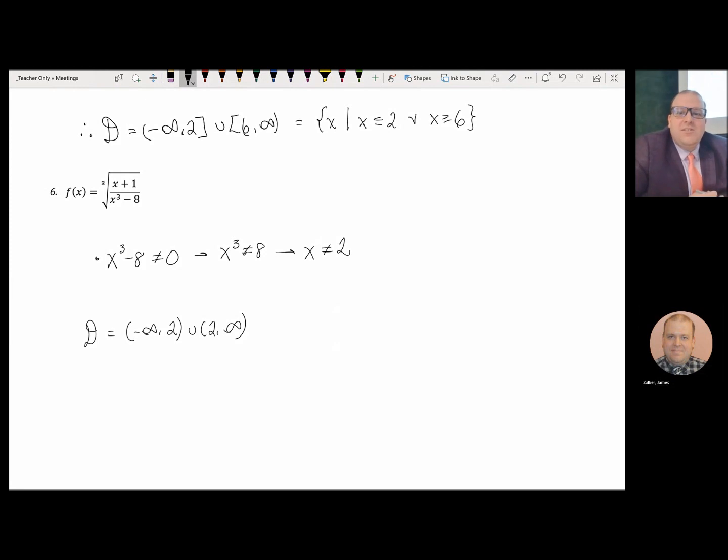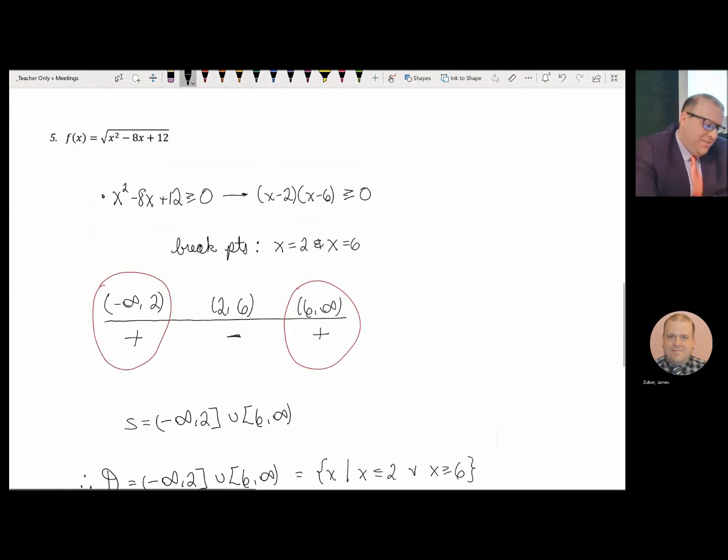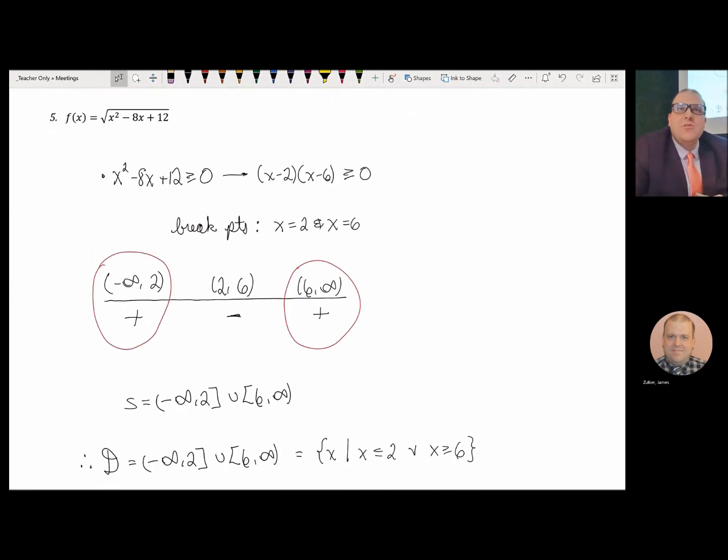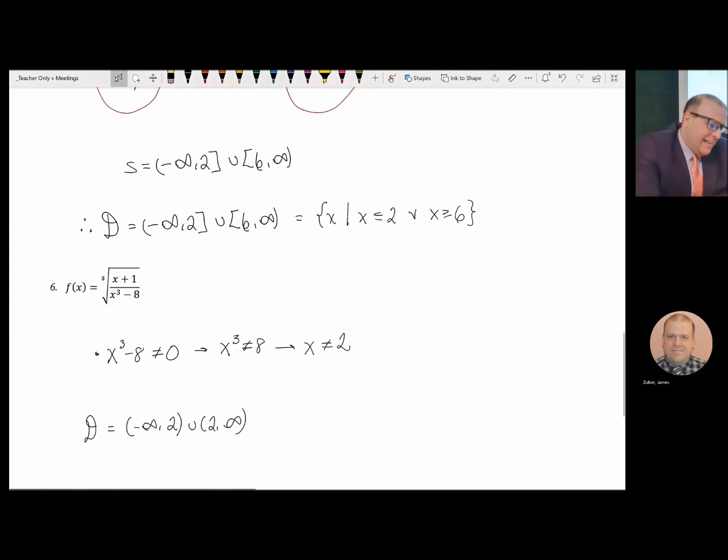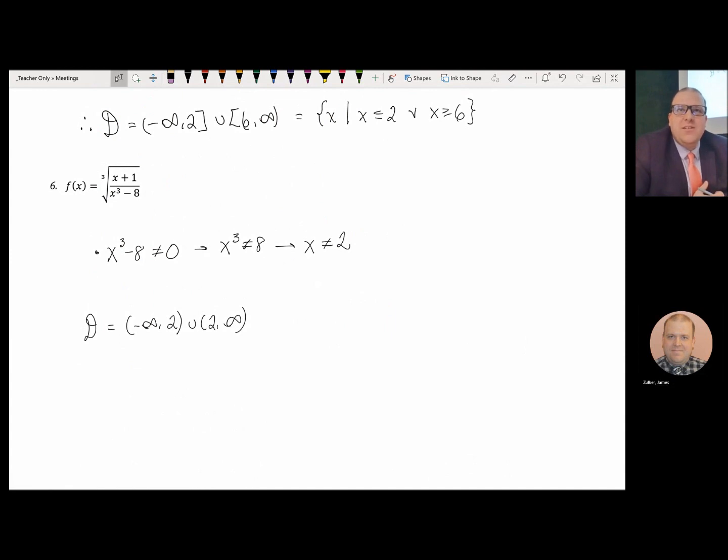But on the previous two, right, they weren't denominators. So we didn't have to worry about setting something equal to 0. This one has a denominator, right? X cubed minus 8. So we can't let that be 0. So when is x cubed minus 8 zero? When x is 2. So we take 2 out of the domain. Does that make sense?